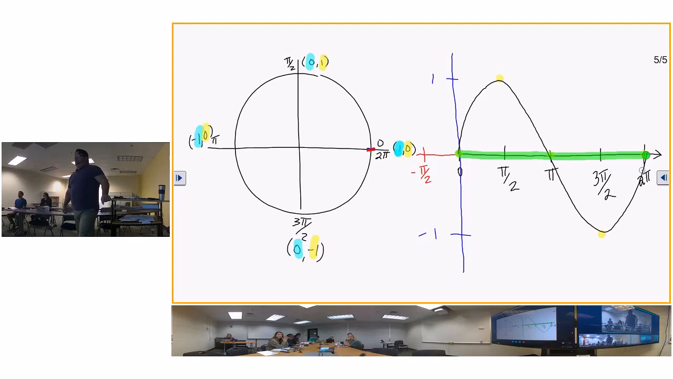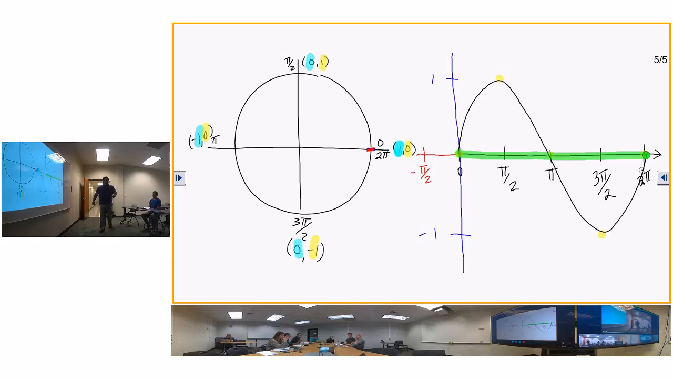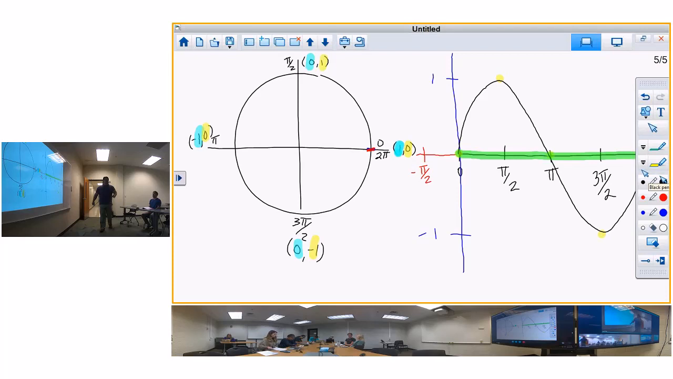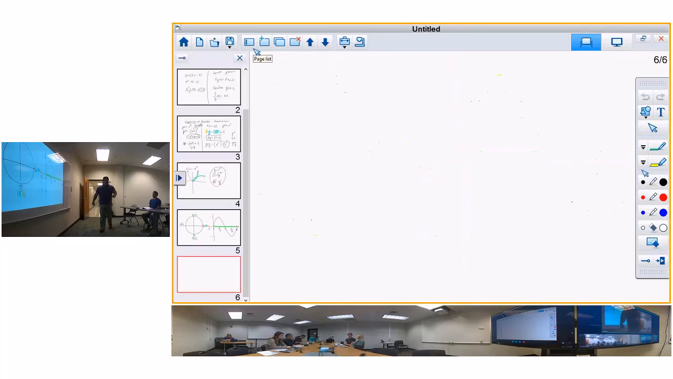Okay, so this is called a period. Now, let me go back. I'm worried about what I did with my notebook. I know that notebook is somewhere in 202. It's got to be. That's the only place I did this. Okay, now I'm going to go to another screen here, and we're going to go back to our algebra review. Here's my algebra review.